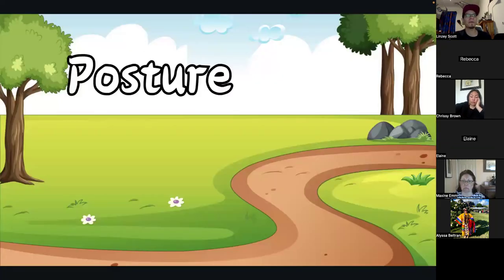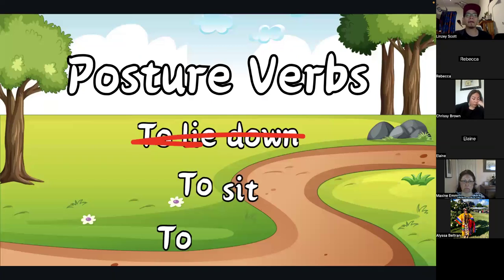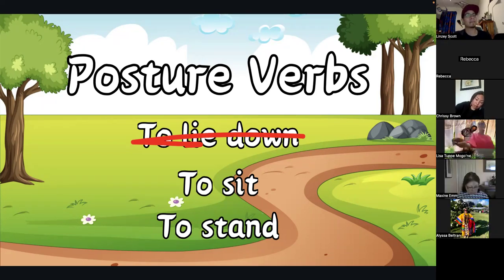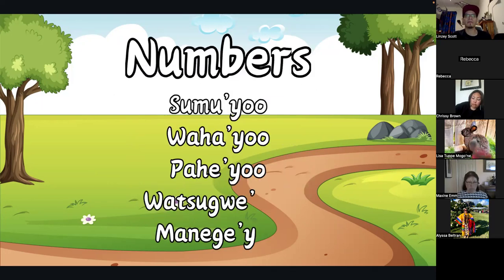Just as a little bit of a review, we learned some posture verbs. Well, we attempted to anyways. All we got to last week was to sit, right? Today we're going to add on to stand, and just like sit has three different forms, you're going to see that stand also has three different forms. We're also going to add on a few more people terms. But let's really quickly review the numbers 1 through 5 if needed.